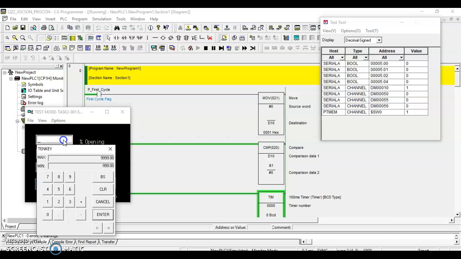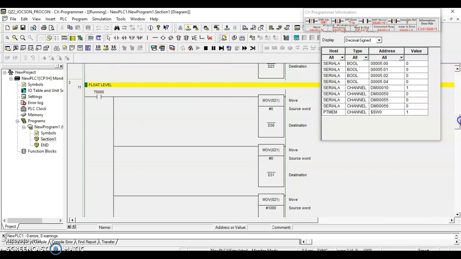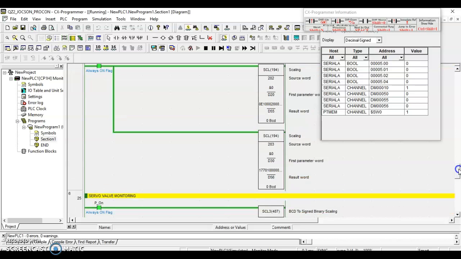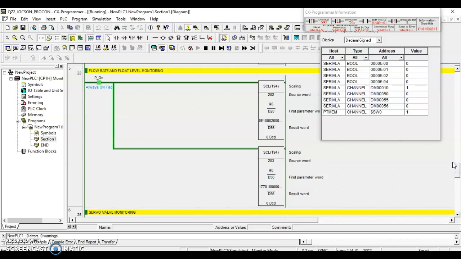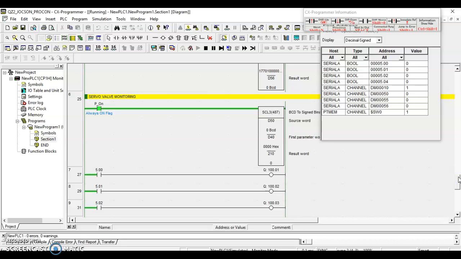Okay, so actually, we cannot see the difference of the flow rate and float level in this simulation because this is not connected to the actual PLC and to the actual process controller, but we can simulate the servo valve and monitor it.